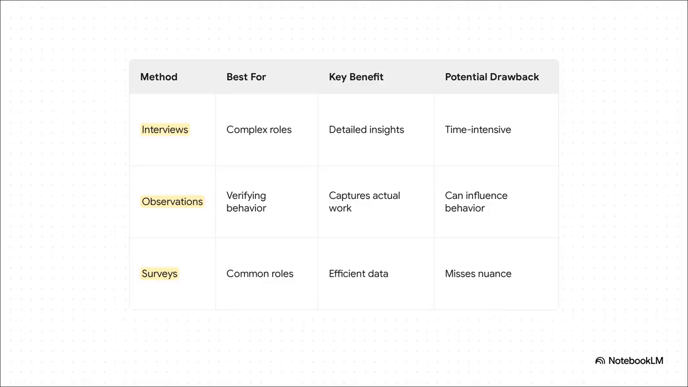This table gives you a fantastic way to think about it. Interviews? They're perfect for those complex, one-of-a-kind jobs where you need rich details. But yeah, they're time-consuming. Observations are pure gold because you see what people actually do, not just what they say they do. And surveys? Super efficient for getting data from, say, your entire sales team. Honestly, the best approach is usually a mix of all 3.